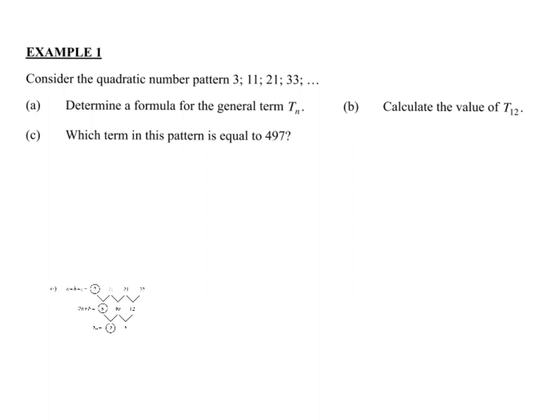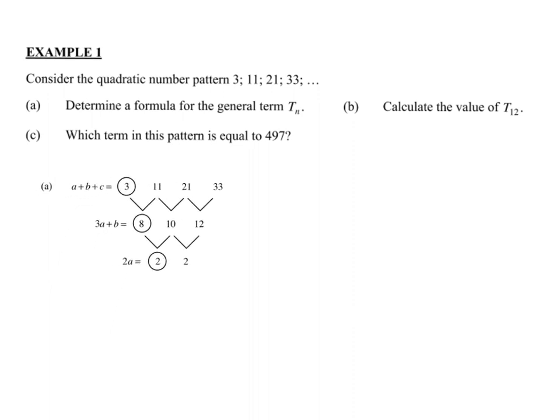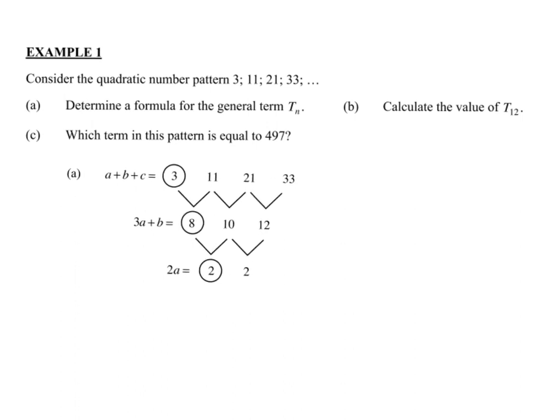Now let's look at an example. In this example, the quadratic number pattern is 3, 11, 21 and 33. We look at that number pattern, and you can see a plus b plus c is the first term, that's equal to 3. The first differences are 8, 10 and 12. And the first term of the first differences is 3a plus b, and the constant second difference is 2, and that's equal to 2a. So let's determine the parameters a, b and c.